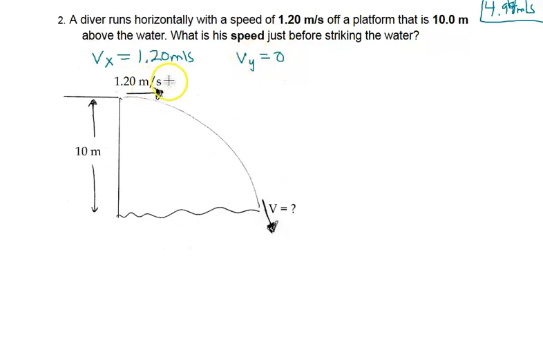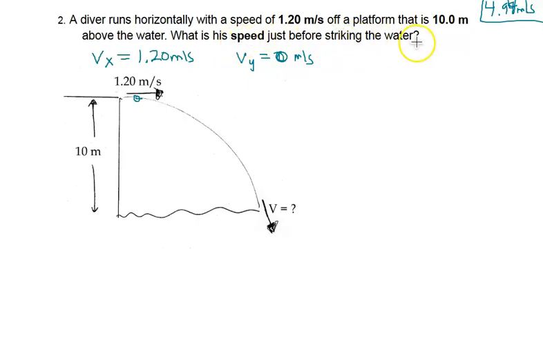It has no up or down. If you want a recipe, you could say 1.2 cosine of 0 because this angle is 0, and 1.2 sine of 0, and that would also give you 0 meters per second in the vertical. But I hope you don't need to do that. I hope you can just see this is all horizontal.